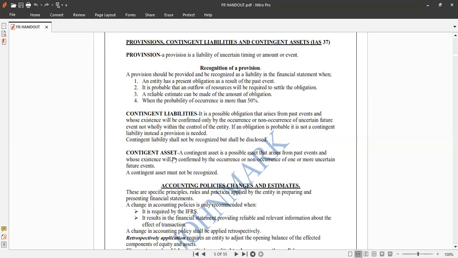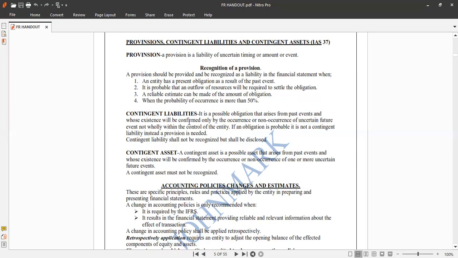Then we have contingent liability and contingent asset. Now, what's a contingent liability? This is a possible obligation that arises from past events and whose existence will be confirmed only by the occurrence or non-occurrence of a certain future event not wholly within the control of the entity. I repeat again. A contingent liability is a possible obligation that arises from past events and whose existence will be confirmed only by the occurrence or non-occurrence.